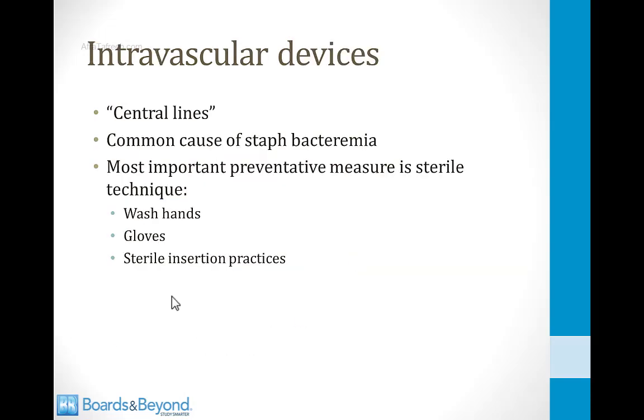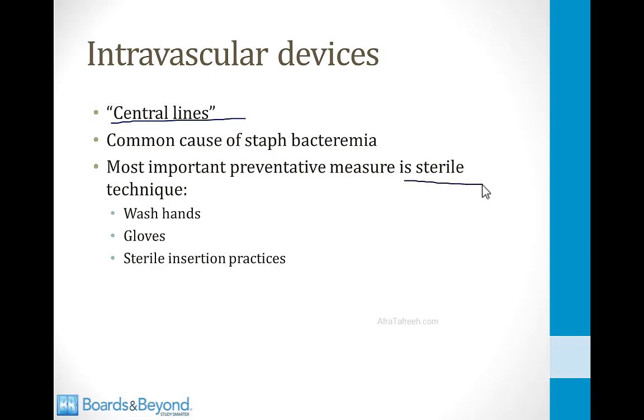One way that patients often get bacteremic from staph is from insertion of central lines. We put a lot of central lines in patients, especially sick hospitalized patients in the ICU. If you do so without washing your hands and putting on sterile gloves, you can introduce staph, which are present on your hands and your skin and in your nose, into the bloodstream of the patient. The most important way to prevent this is to use good sterile technique.